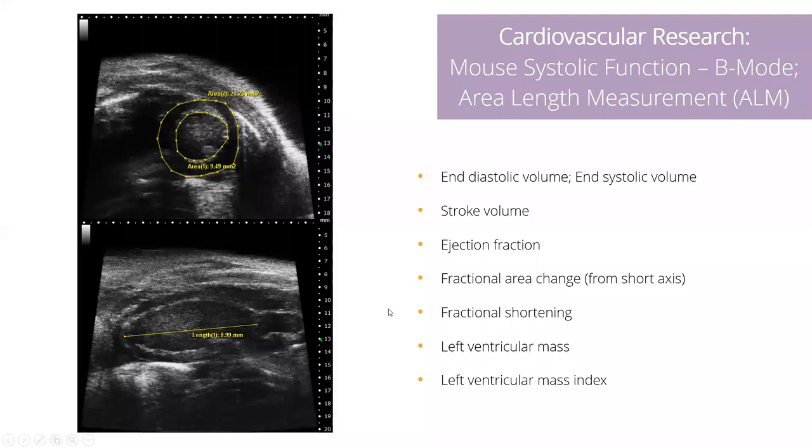And from that, the system's then going to calculate many different measurements of systolic function, as well as the LV mass measurements. So we can get diastolic volume, so we can look at dilation of the ventricle and heart failure, for example, measurements of stroke volume, ejection fraction, fractional area change, fractional shortening. These are the ones typically published. And then measurements of LV mass and the mass index.